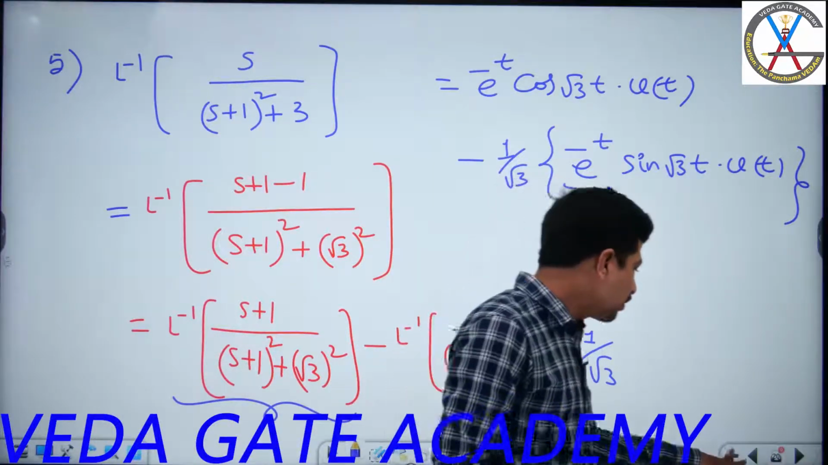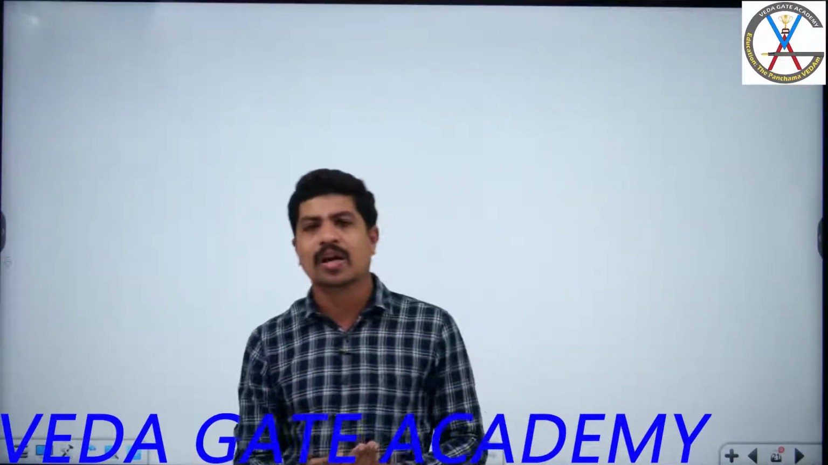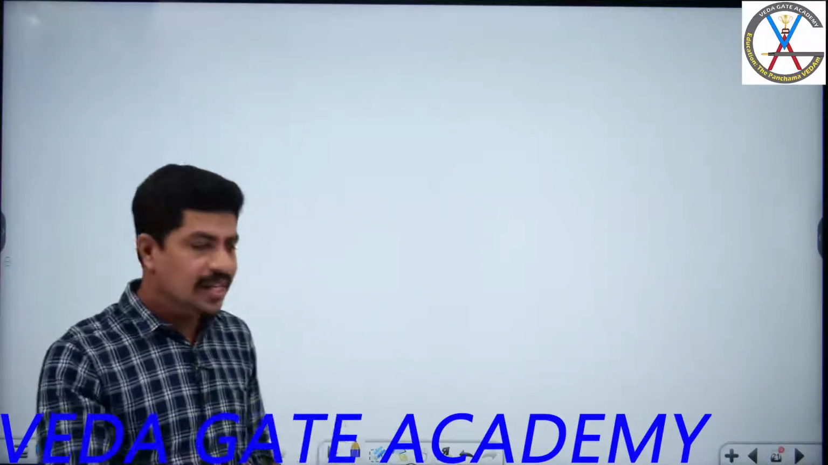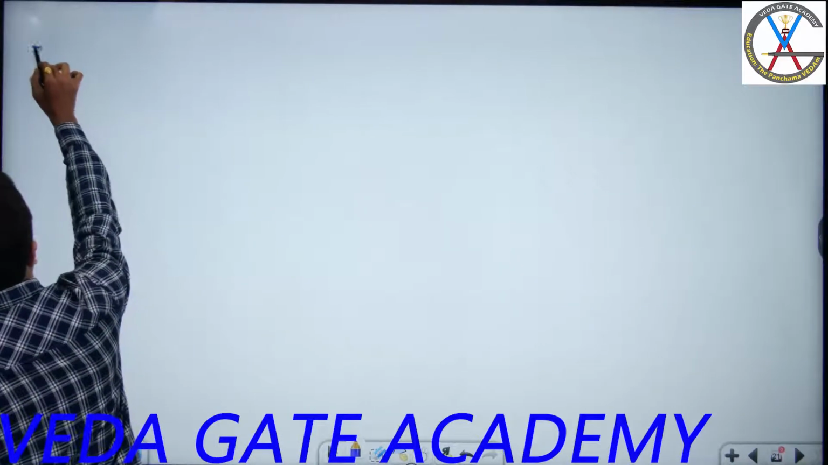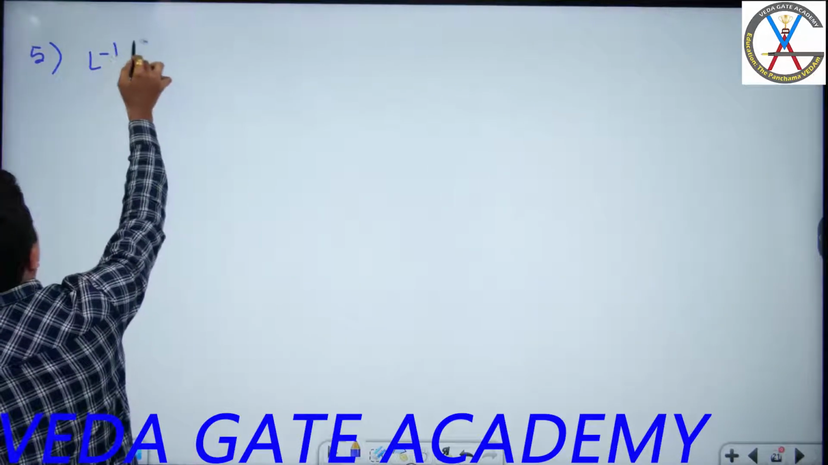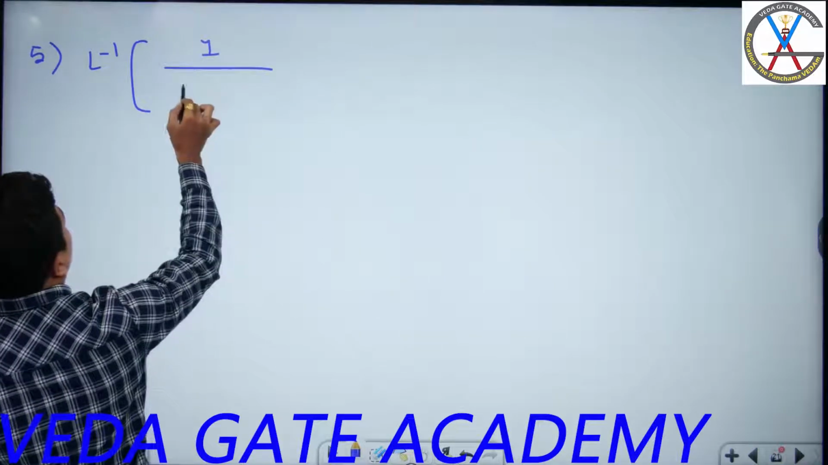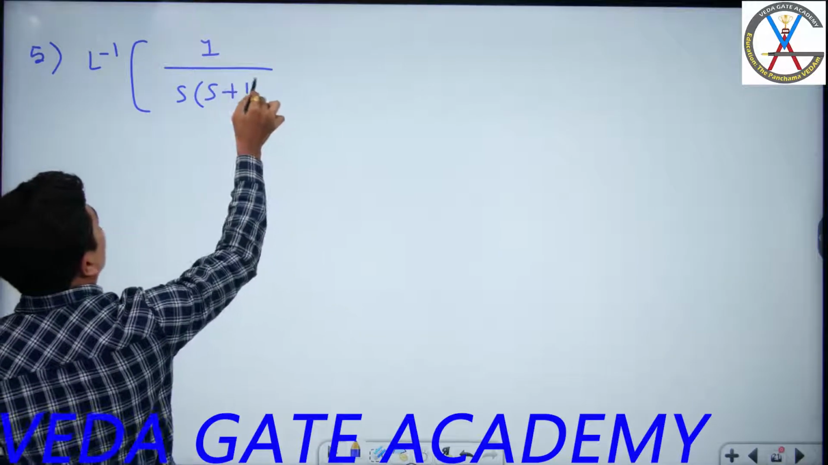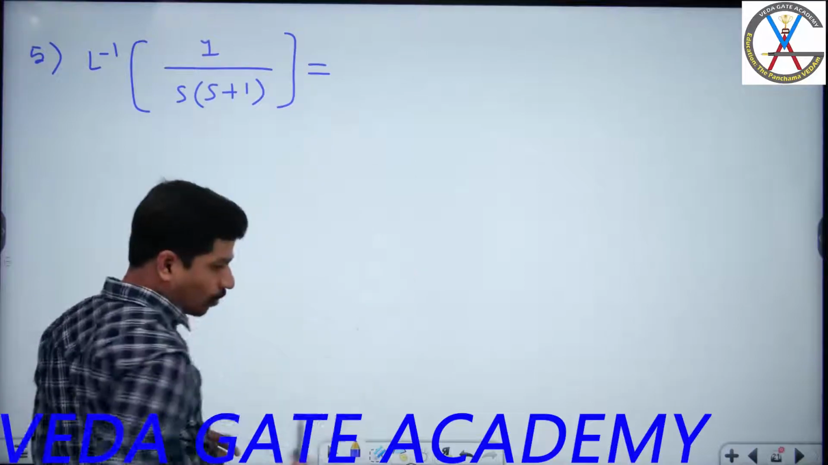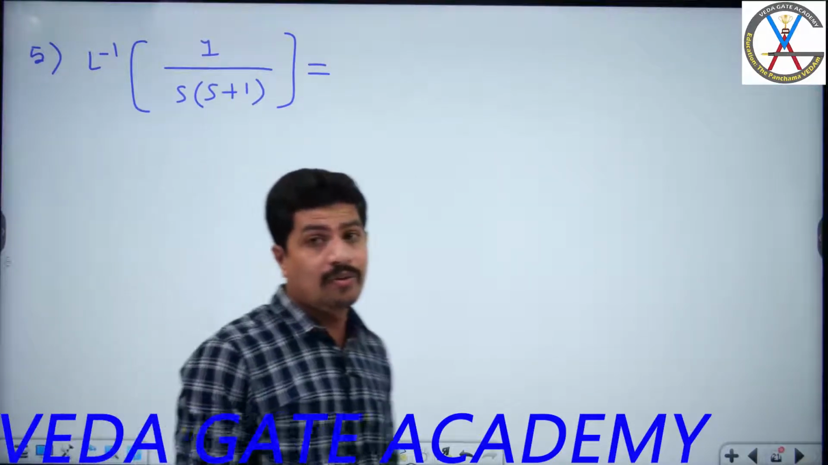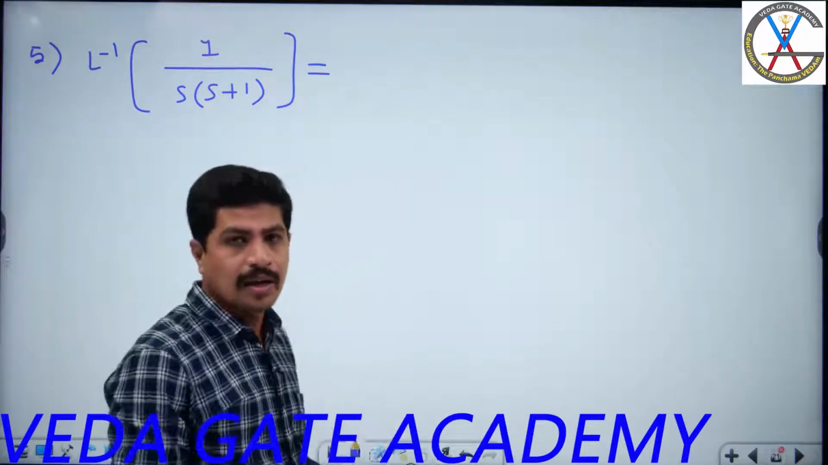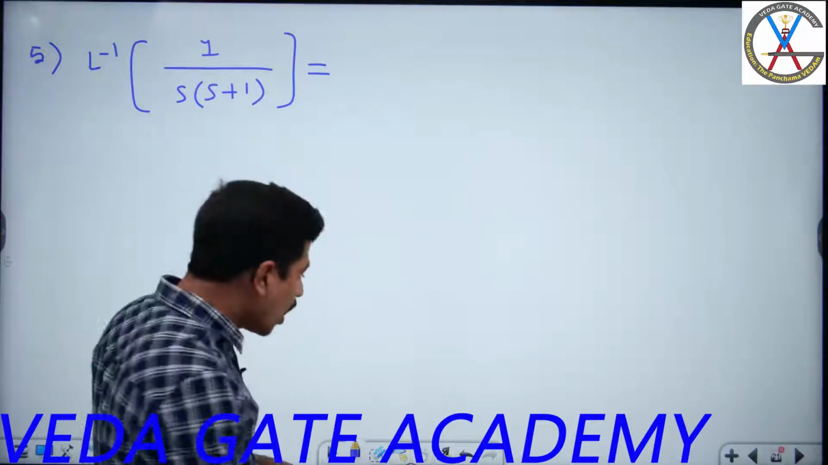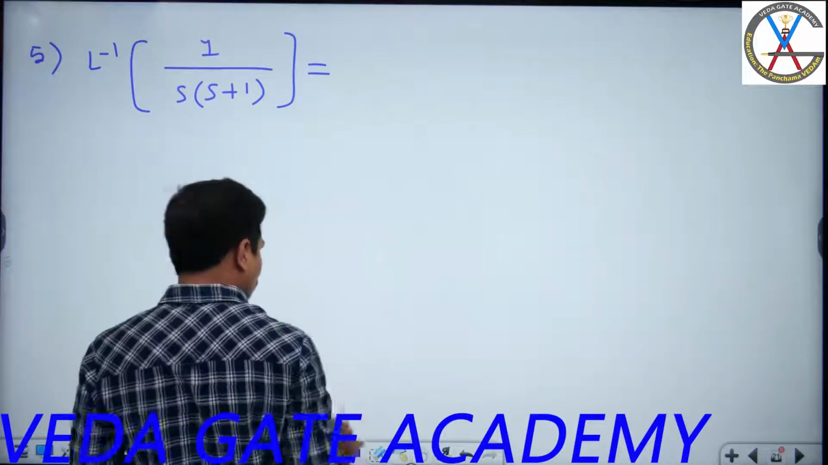We are going to solve many problems on how to find inverse Laplace transform very easily. Now let us discuss this question. Find the inverse Laplace transform of 1 by S into (S plus 1). How to find it? First of all, we have to find the partial fractions. After finding partial fractions, we can get the inverse Laplace transform very easily. How to find partial fractions? You will do it like this.